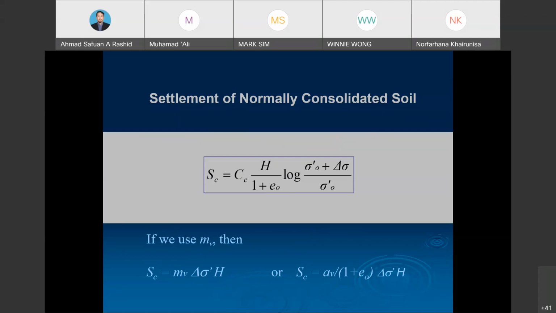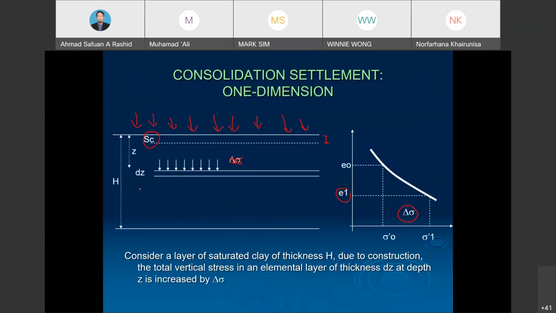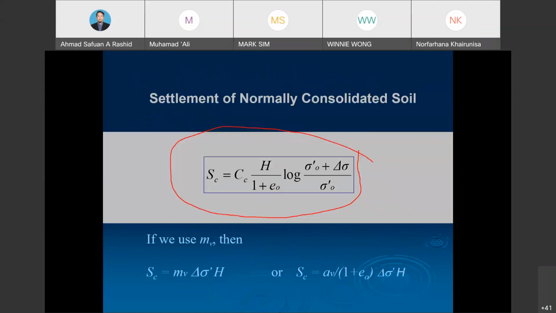For the normally consolidated soil, if we are using the CC value, this is the formula. So we have CC, and H is the thickness. It depends on the thickness; we only use the thickness of the clay layer only. This only caters for clay layer thickness. Then we have E naught there. This CC is gained from the odometer.